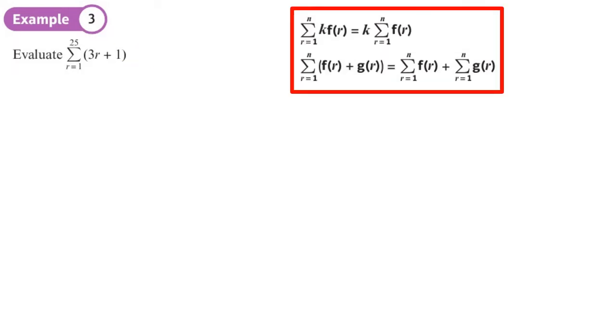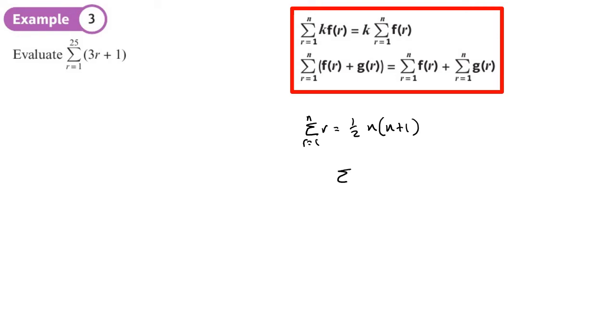Okay, here's another one. Evaluate the sum between 1 and 25 of 3r plus 1. Now what we can do, there's some stuff in the red box here, but I'll try and explain a slightly different way. So we know that the sum from 1 to n of r is half n times by n plus 1. Yeah, so we know that already.